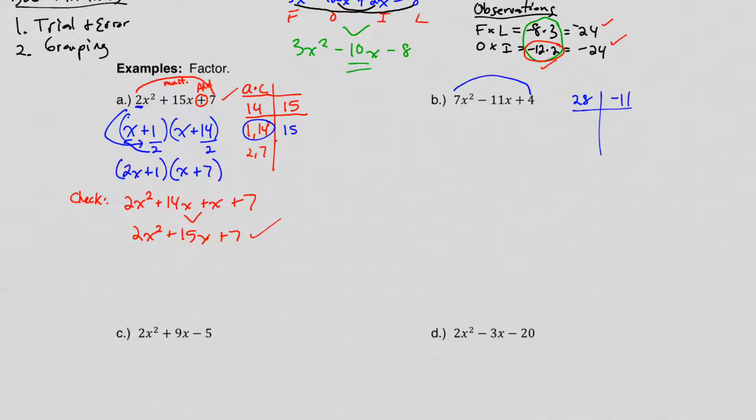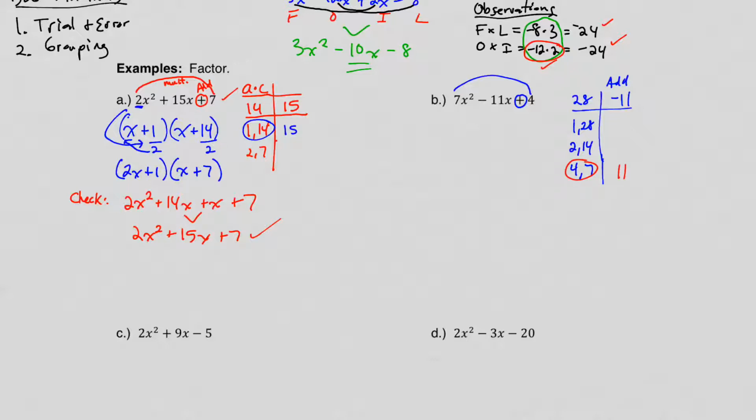And we're trying to get a negative 11. So 1 and 28, 2 and 14, 4 and 7. Okay. So because this is positive, we're going to be adding over here. So which one adds to 11? That would be this one.